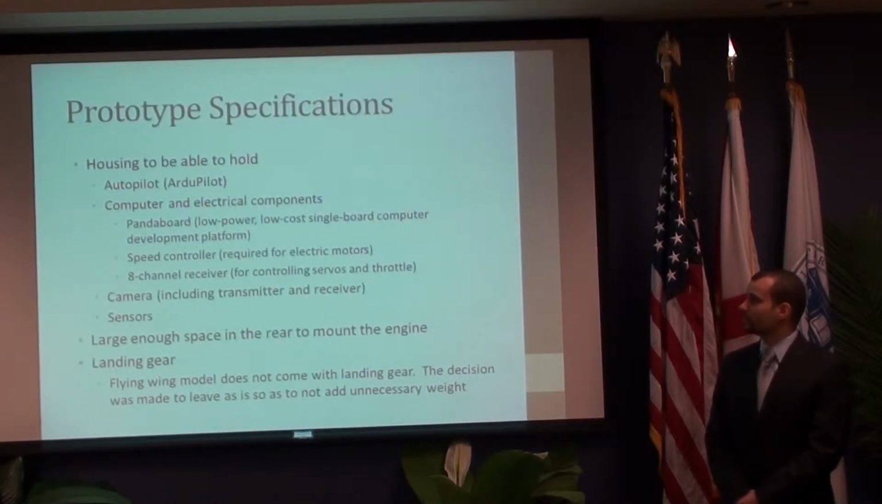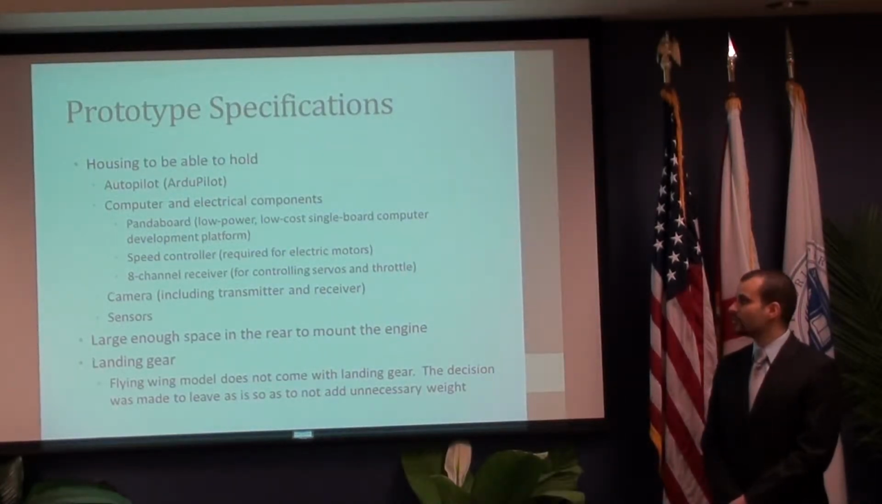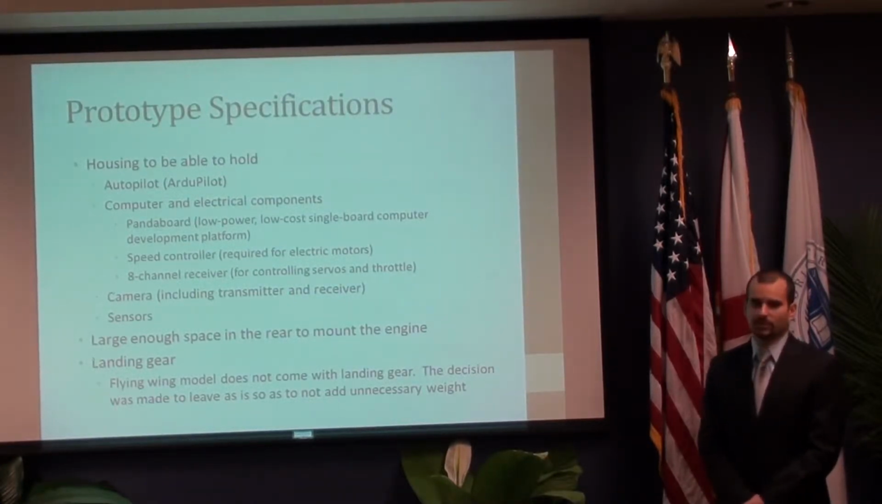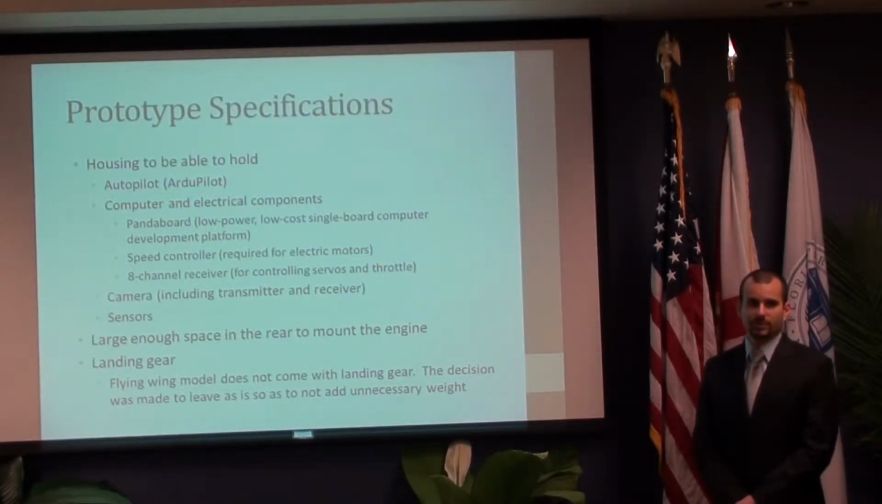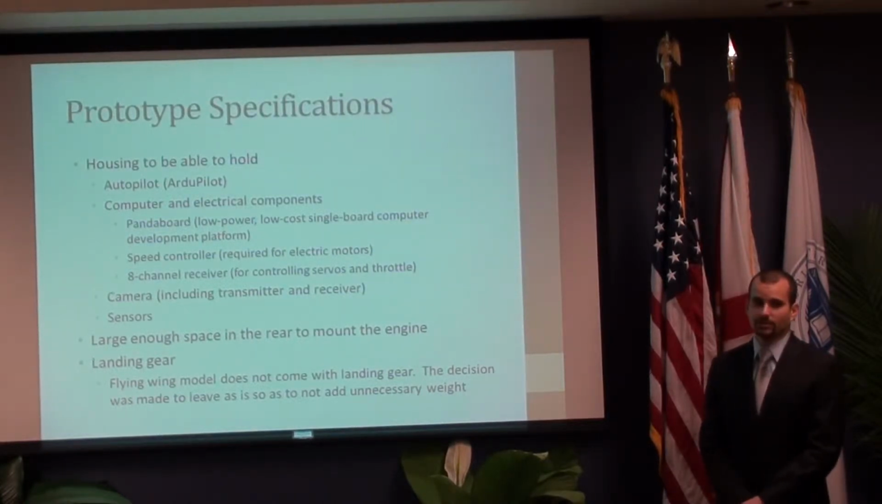Prototype specifications were that the housing was to be able to hold all the electronic components that were necessary for unmanned control, including the autopilot, the computer and electronic components, including the Panda board, which is a low-power, low-cost single-board computer development platform, the electronic speed controller, which is necessary for electric motors, and an 8-channel receiver, which was used for controlling the servos and the throttle. Also, the fuselage needed to house the camera or cameras, including its own transmitters and receivers that would send information to the computers on the ground, and other sensors.